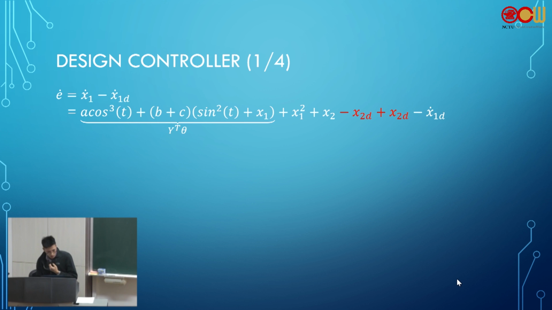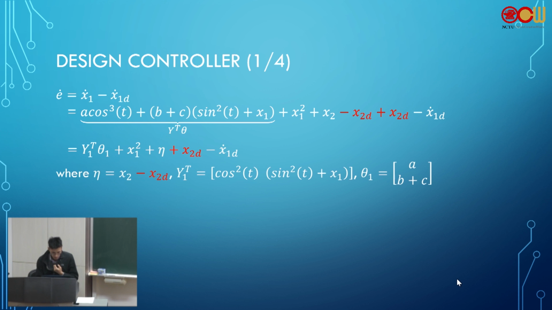So this is for the first system. We define the tracking error e, which is the mismatch between x1 and the desired trajectory x1d. Okay, so here is fine. And in this system, we introduce y1 and theta 1, where theta 1 involves every unknown parameter, a and b plus c.